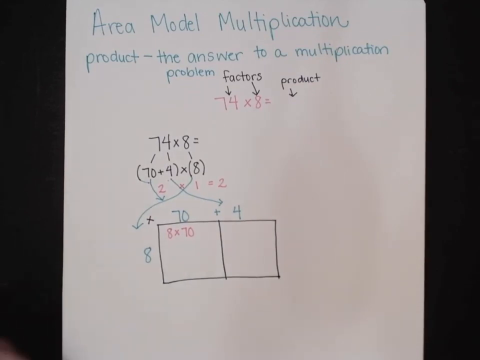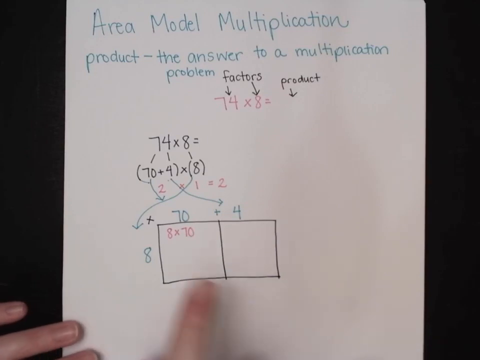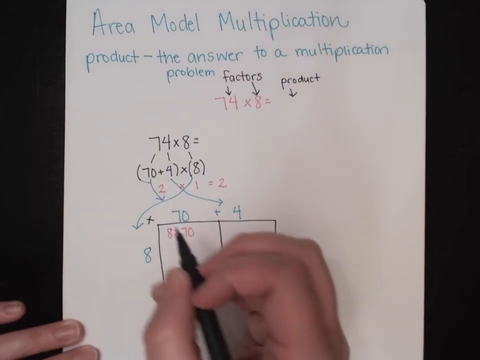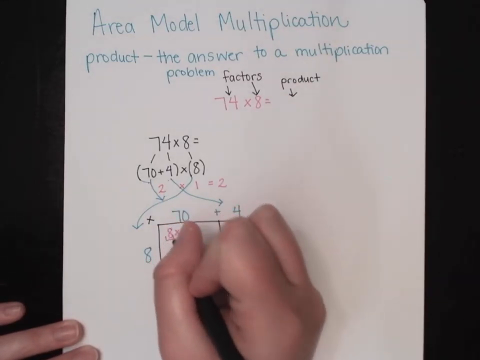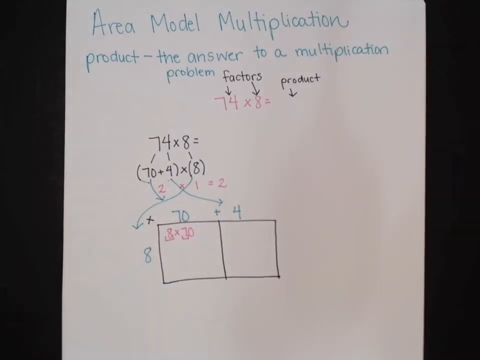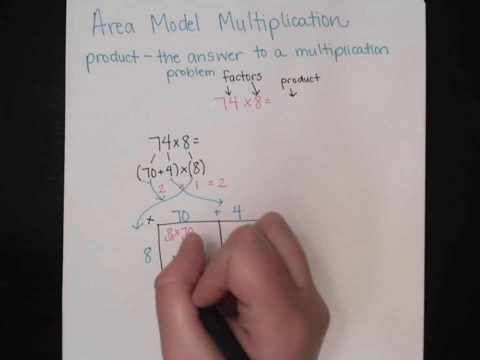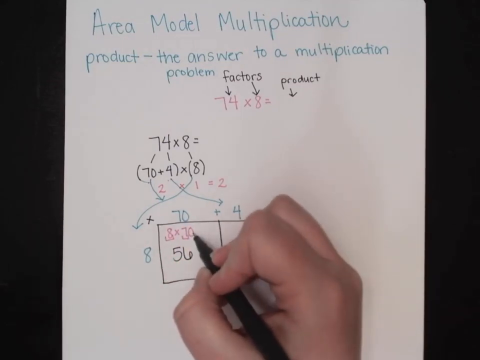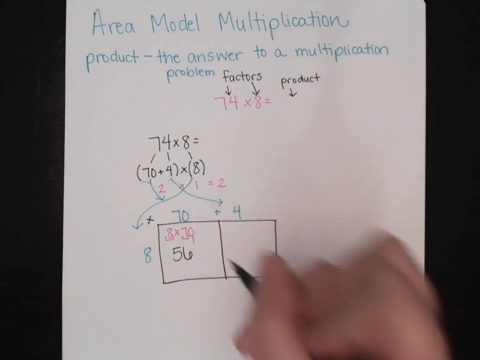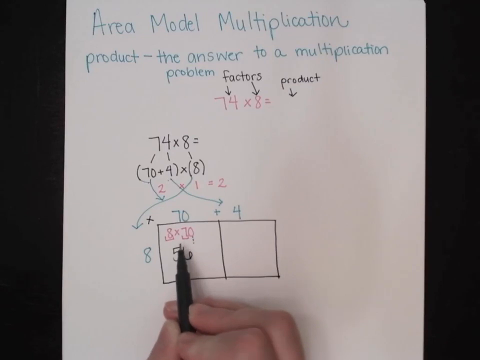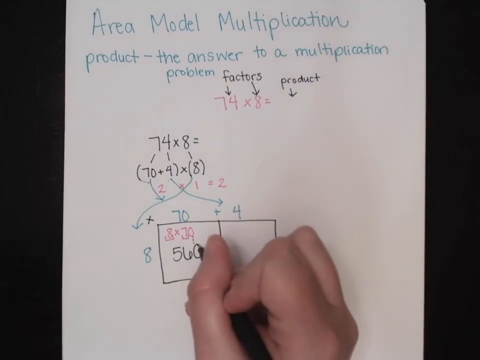To solve for 8 times 70, remember we learned that anytime you have one digit followed by a bunch of zeros, you can use mental math. So I'm going to multiply 8 times 7. 8 times 7 is 56. And since there's 1 zero in this problem, I need to pull that 0 down. If 8 times 7 is 56, 8 times 70 is 560.